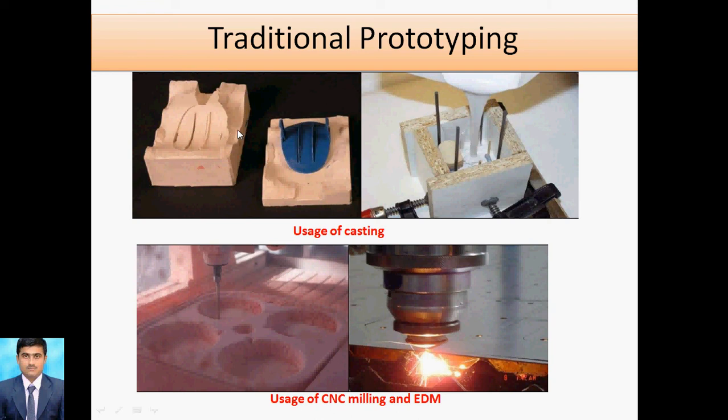Now we move to the last, that is the traditional prototyping usage of casting. We can draw a cope and drag. As you know, you can develop a cope and drag, and then liquid metal is inserted into the cope and drag to formulate the component. So this is the formation of a prototype. It can be scaled up or scaled down. Then we can use CNC milling if you require. Then we can use different machine tools, that is EDM, CNC milling, CNC drilling. We formalize the component and check the functionality of this product. So this will help in improving the product architecture.